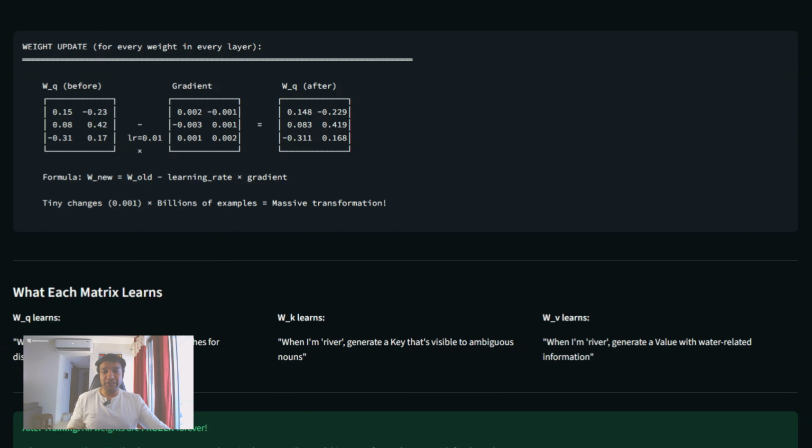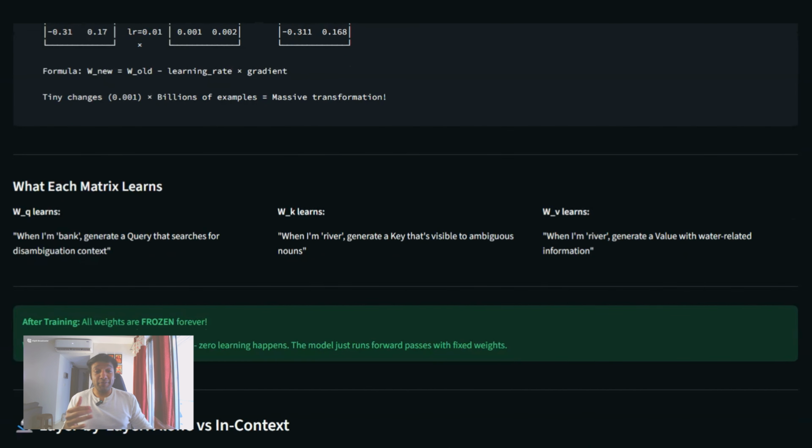One, WQ, which, for our purposes, just understand that when I am getting a token like bank, I need to generate a query that searches for disambiguating context, because bank has multiple meanings, right? WK learns that when I am river, I need to generate a key and look for key values from other tokens that are looking for disambiguating context, right? WV learns that when I am river, I need to generate a value that gives out water-related information.